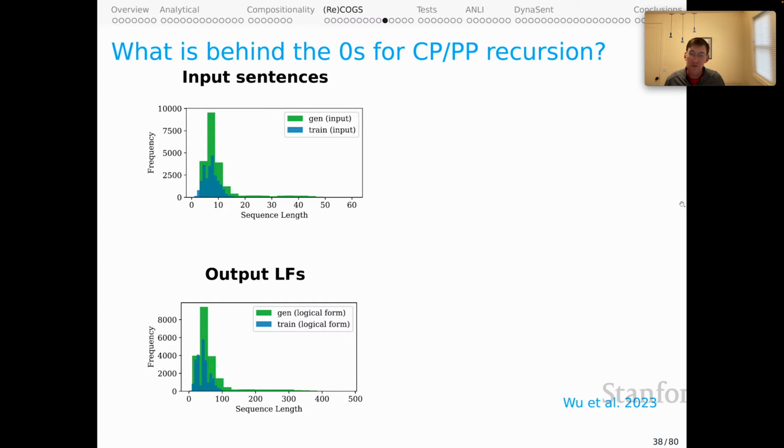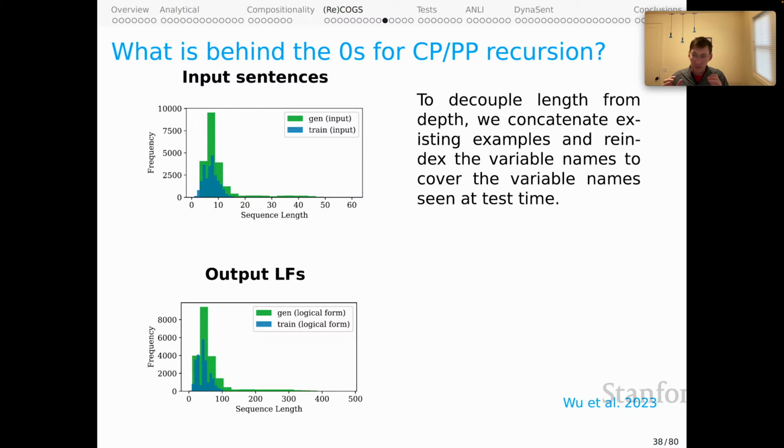Here are the output LFs, same thing. Look at the green examples. You can see that the generalization ones are much, much longer. We have, again, this very long tail of very long examples. Now, I should be clear, I think it's perfectly reasonable to be pushing models to generalize to ever greater lengths at test time. This is persistently hard for many models, and we should compel the field to find ways to address that limitation. But remember, our goal was to test for CP and PP recursion, and we can now see that that recursion question has been totally entwined with this question about length generalization. And we wanted to separate them apart.